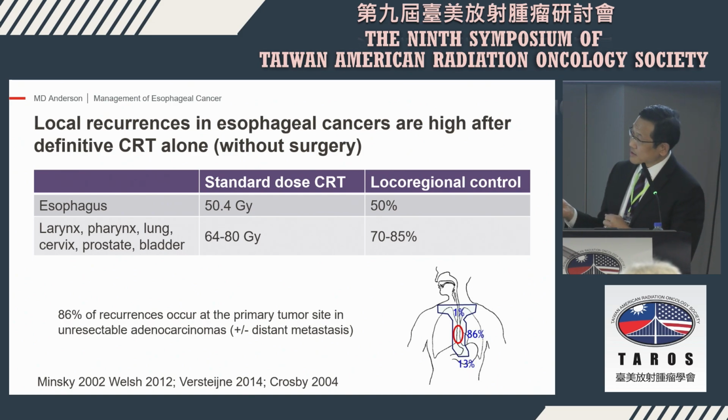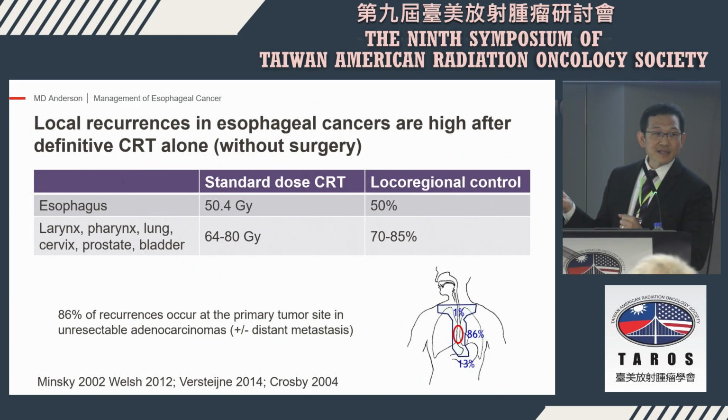But the problem is, why 50 gray only, right? Because we know for esophagus, the standard dose right now is only 50 gray. The local regional control is only 50%, okay? We know that, right? Because remember, 25% or so have a complete response. So overall, local regional control is only 50%.